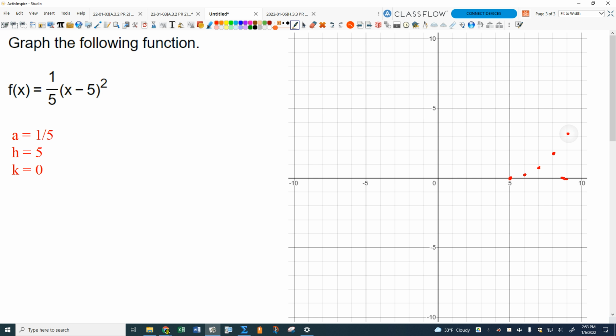So up 3 1/5. But finally, we get to something that's good. If I go over by 5, I would normally go up by how far on an x squared graph? 25. 25 times 1/5 is 5. Bingo. That's a good one to use, isn't it? That's a height that's compatible with the fraction 1/5. So over 5 and up 5. And now we get a pretty good idea what this thing looks like. It's going to look like that.